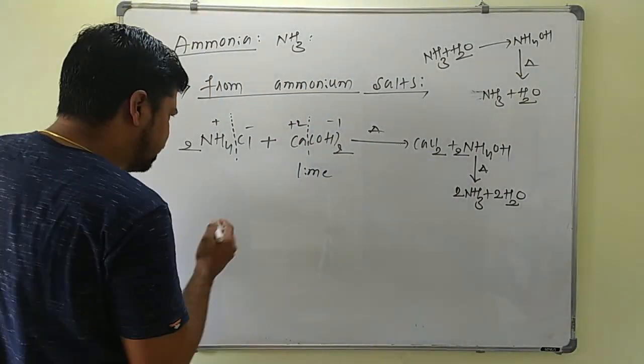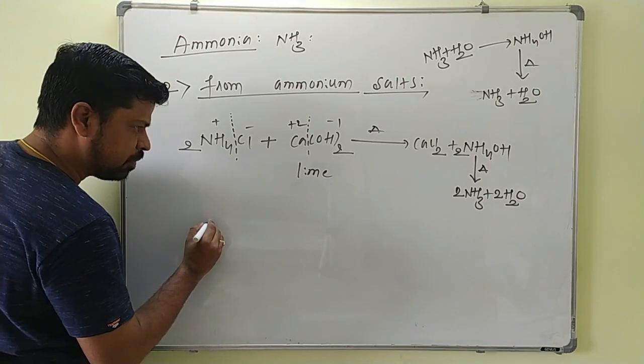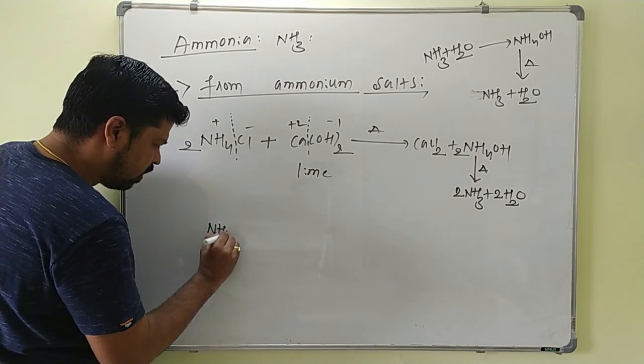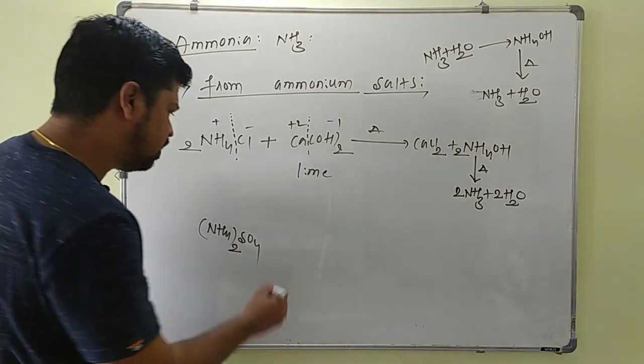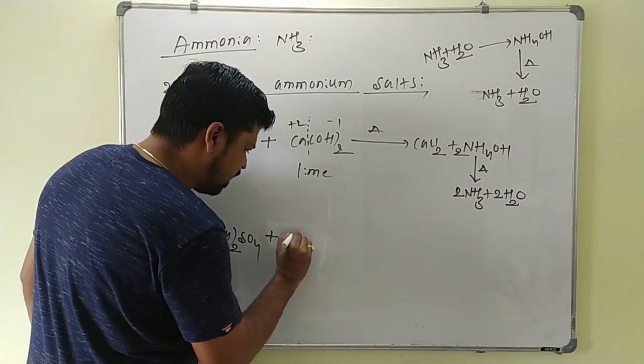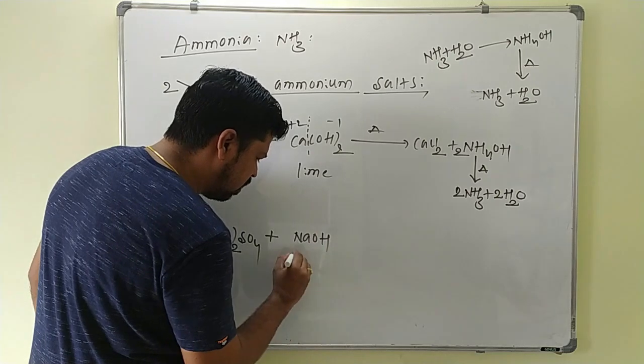Okay. Next one, I'll take ammonium sulfate, NH4 twice SO4. This on treating with caustic soda. NaOH is nothing but caustic soda.